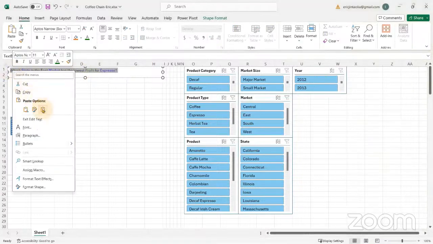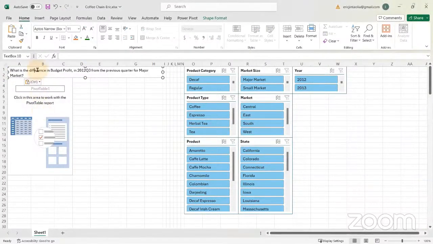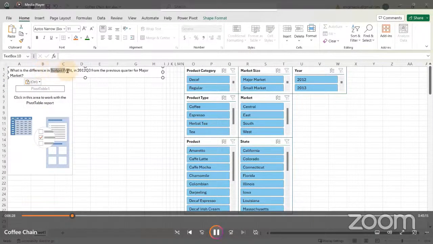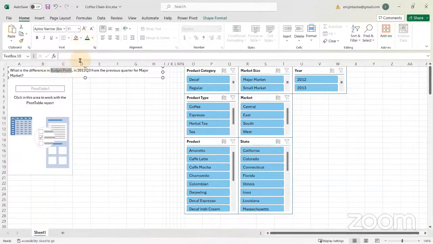New question. What is the difference in budget profit in Q3 from the previous quarter for major market? Identify dimensions in blue and measure in green.